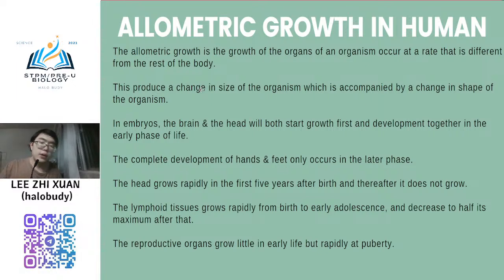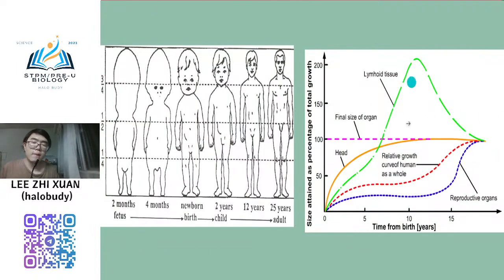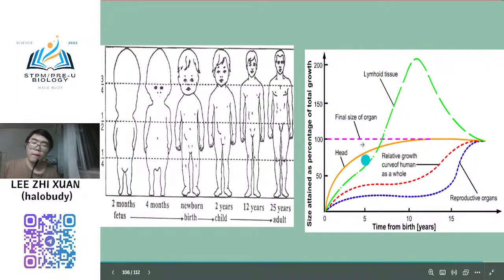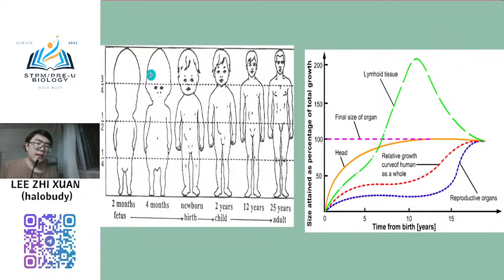So more easy to see this. More easy way is your shape of the organism, the change in size of organism, which is accompanied by a change in shape of organism. Okay, more easily you can see here this graph, meaning that the growth of the organ is totally different at all. And then you see at the initial stage, you can see that the head is very large.